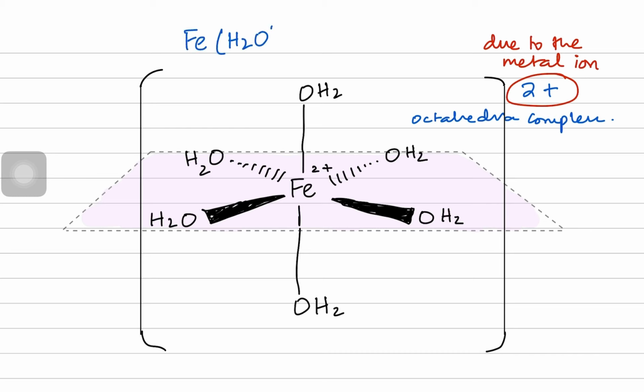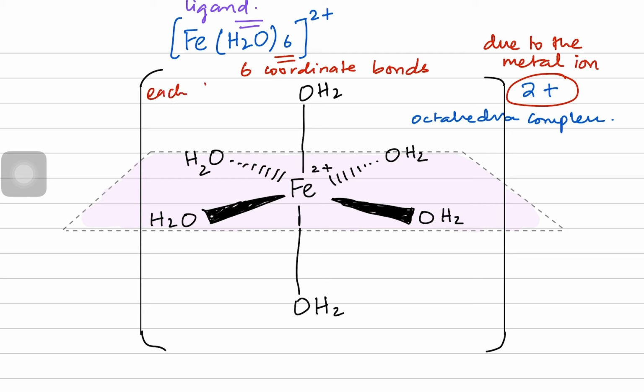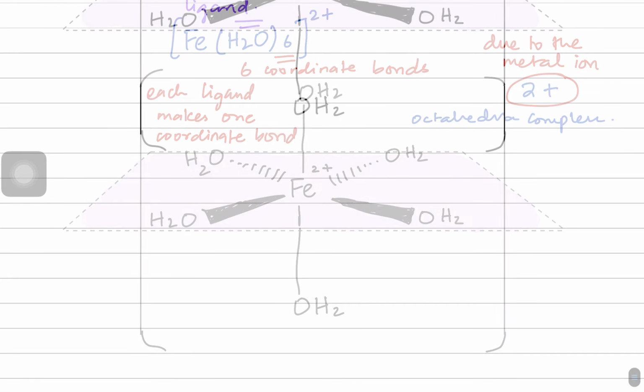The formula can be written as [Fe(H2O)6]2+, with square brackets to show the complex. The 6 means that there are 6 water ligands, or you can say 6 coordinate bonds, made by each water ligand, 1 coordinate bond by each ligand and then overall 6 bonds. The water is the ligand here, which is donating the lone pair, and iron is obviously my transition metal ion. In this case, each ligand makes 1 coordinate bond by donating a lone pair.